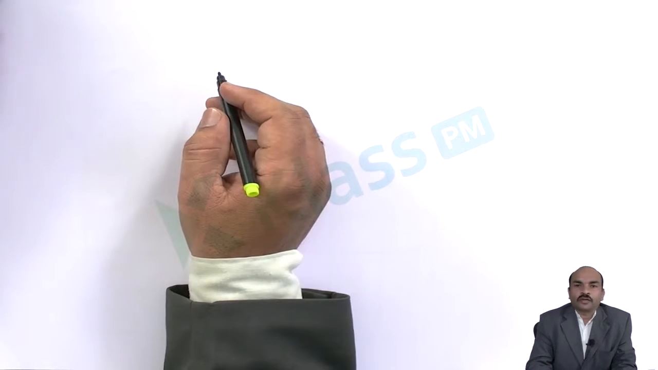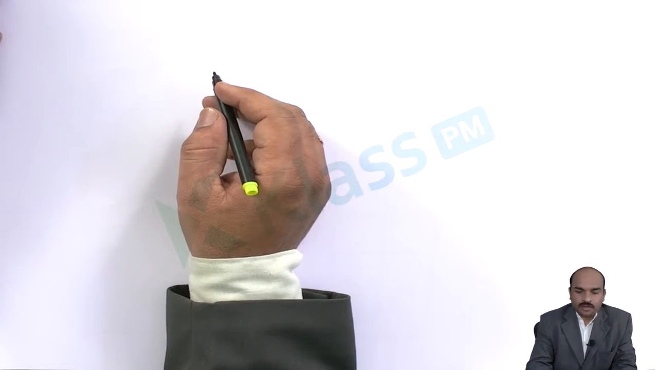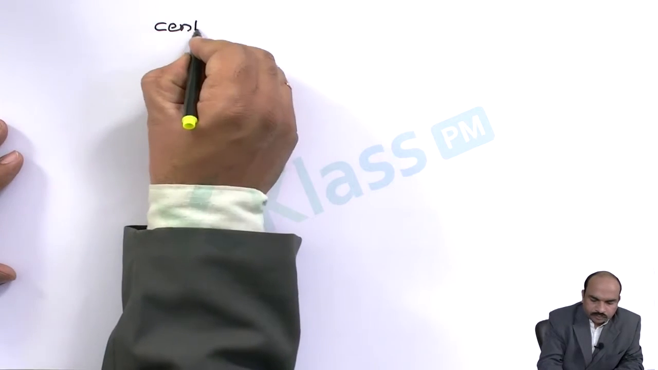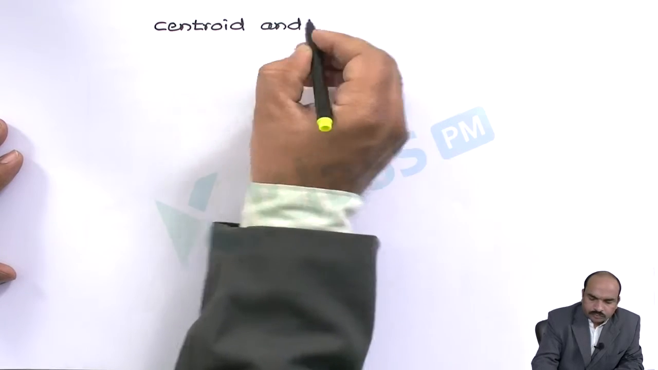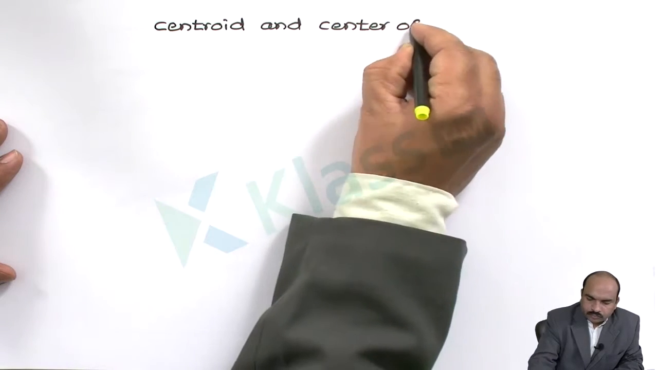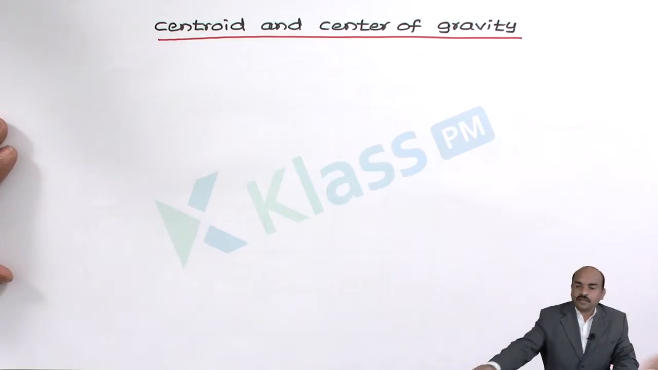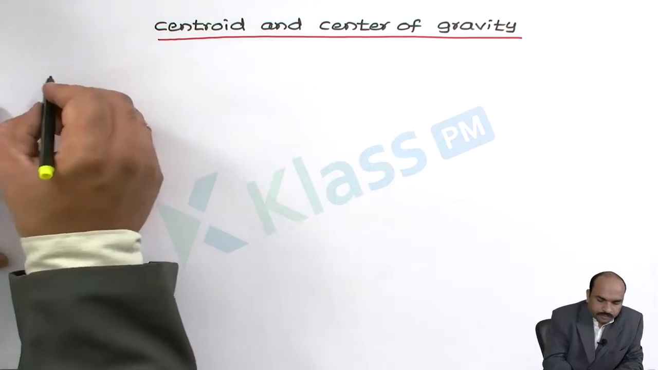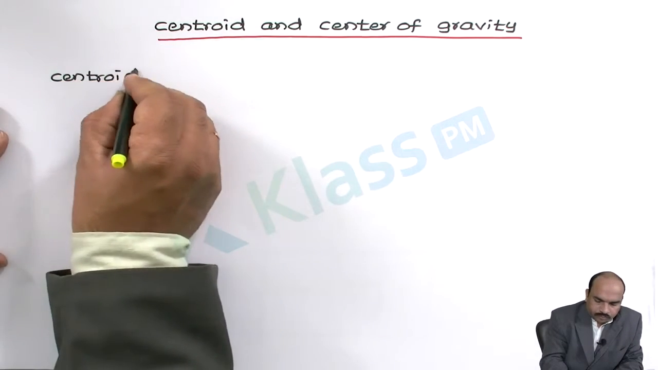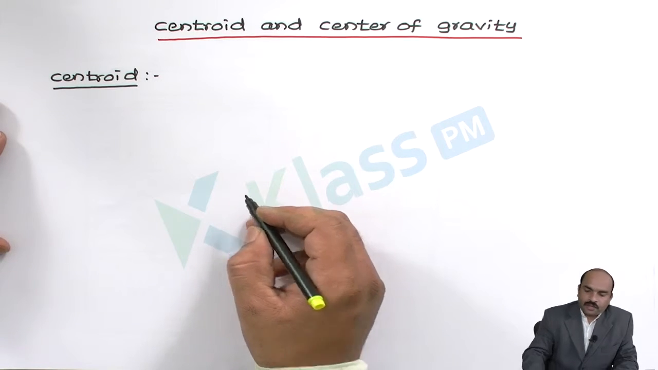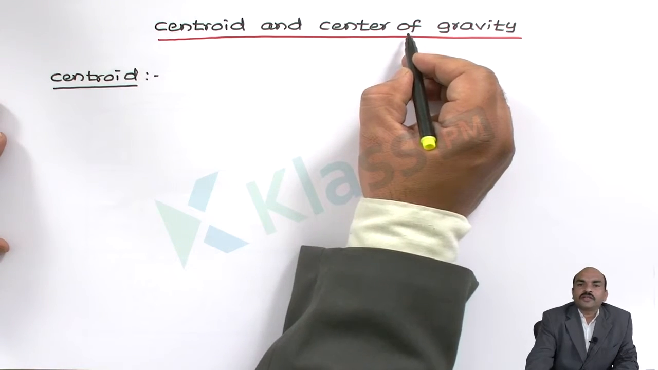Hi students, now we are going to discuss the topic called centroid and center of gravity. So first let us discuss the concept of centroid. This centroid is nothing but the center of a plane or area, and the center of gravity means it is the center of any solid object.